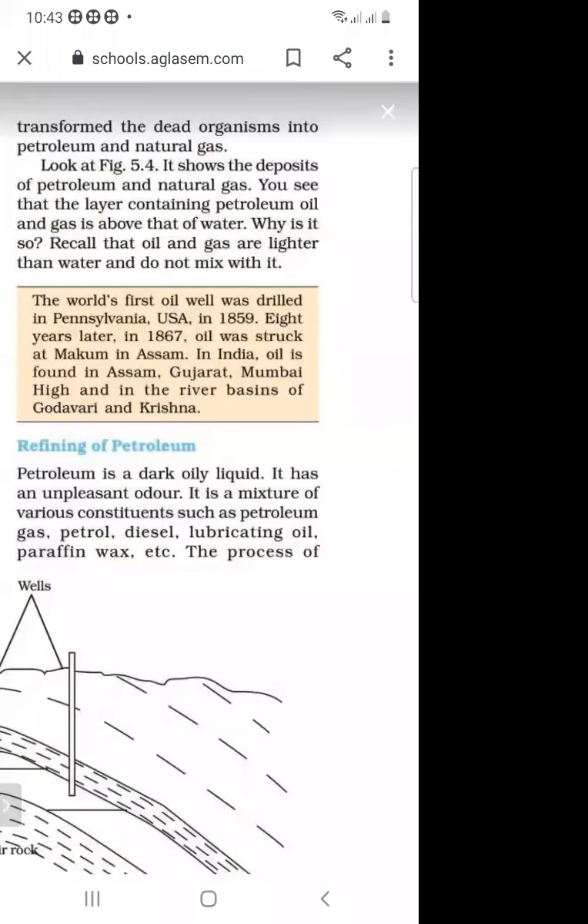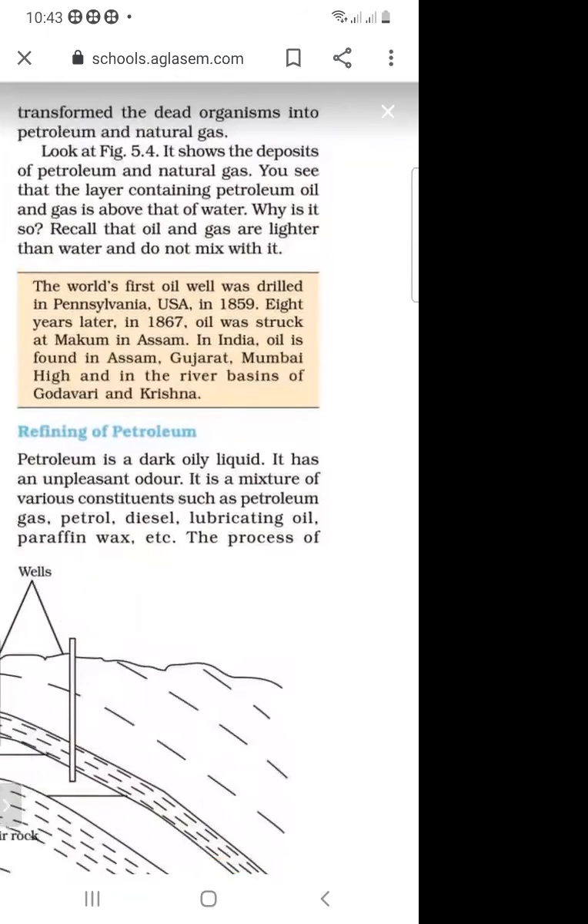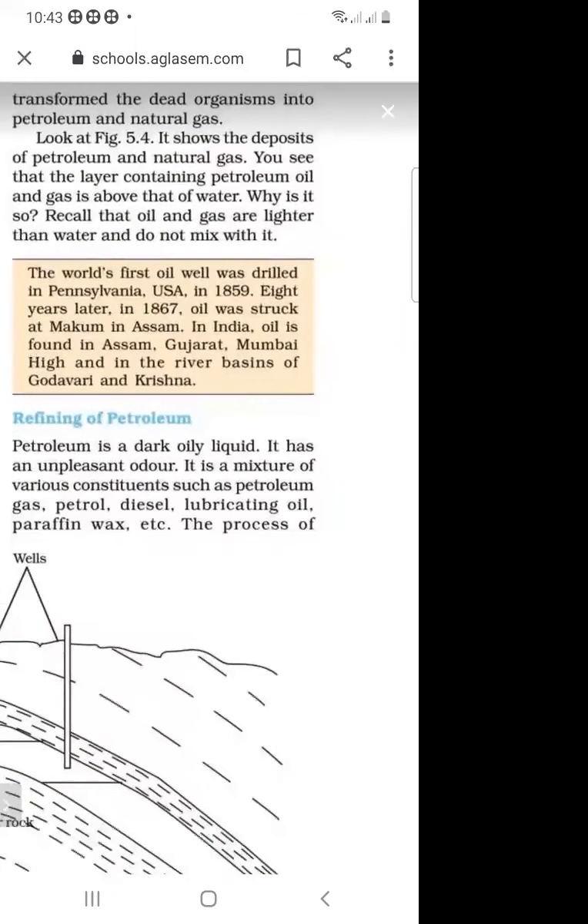So as we know, the world's first oil well was drilled in the USA in 1859, and eight years later, in 1867, oil was struck at Makum in Assam. And in India, oil is found in Assam, Gujarat, Mumbai High, and the river basins of Godavari and Krishna. Where was the first oil well drilled? In the USA in 1859.